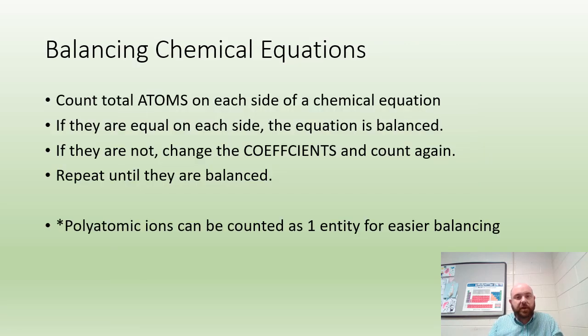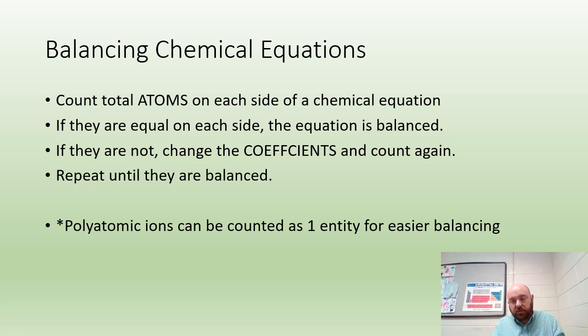So now we're going to practice balancing some of our own chemical equations. The steps to balancing equations are fairly straightforward. We're going to count the total number of atoms of each element on each side, the product side and the reactant side. If they are equal on each side, then the equation is balanced and we don't have to do anything else. More often than not, especially in the practice problems, they will not be balanced. And so we are going to change the coefficients.